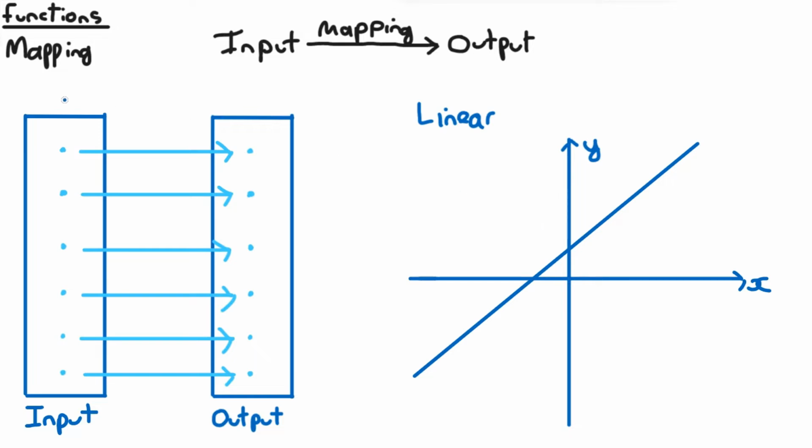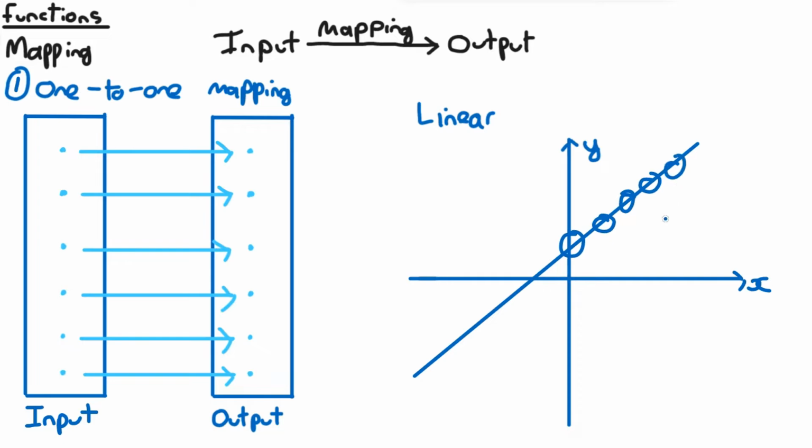The first is a one-to-one mapping. And this is where each input gives out one unique output. And you can see this with this diagram here, where each input gives out its own unique output and no 2 inputs give out the same one output. And an example of this is a linear graph, where every single x value gives out its own unique y value.